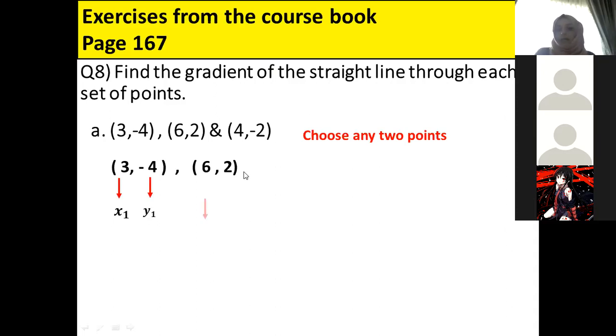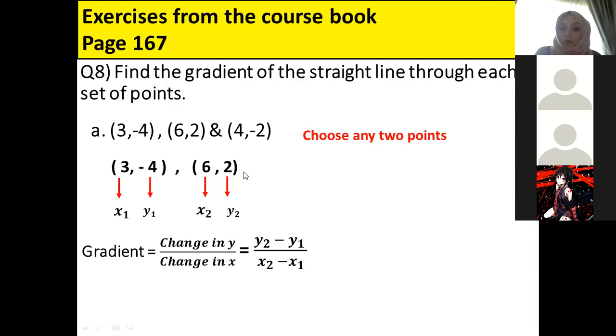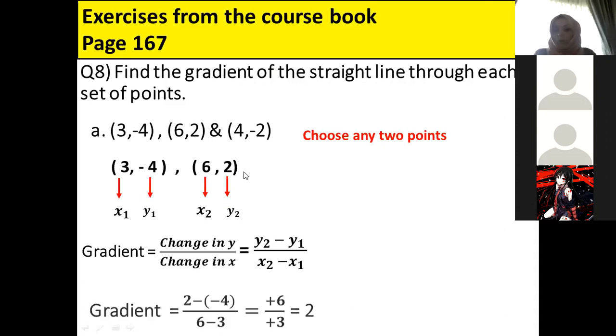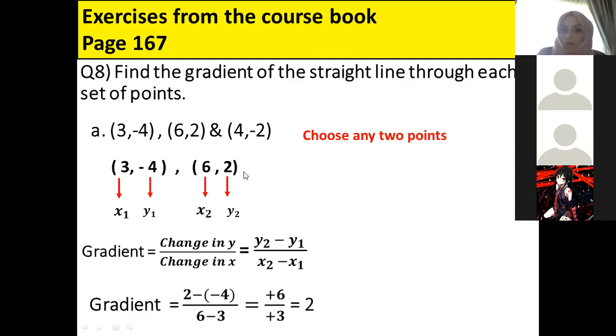ببلش مين أول؟ اتفقنا. Change in y و change in x. هاي ال y وهاي ال x. هذا x2 هذا y2. Direct application on the rule. y2 minus y1 و x2 minus x1. y2 وينها؟ 2 minus -4. بعدين x2 6 minus the 3.